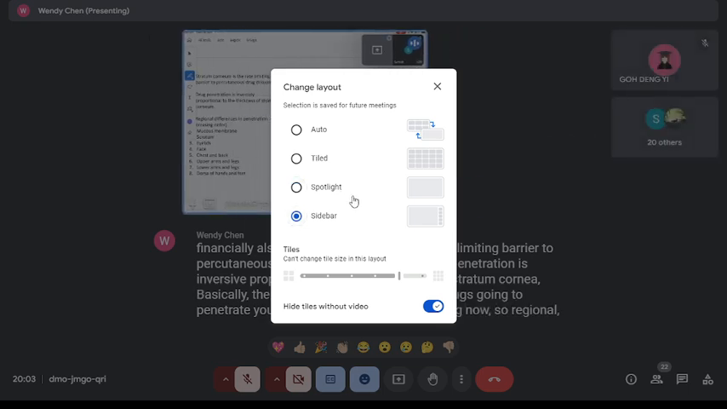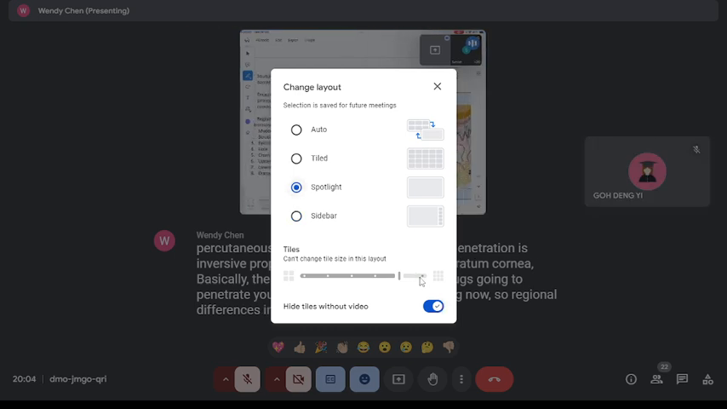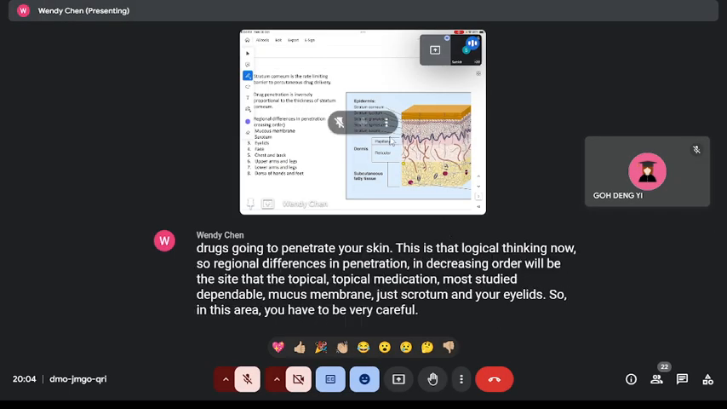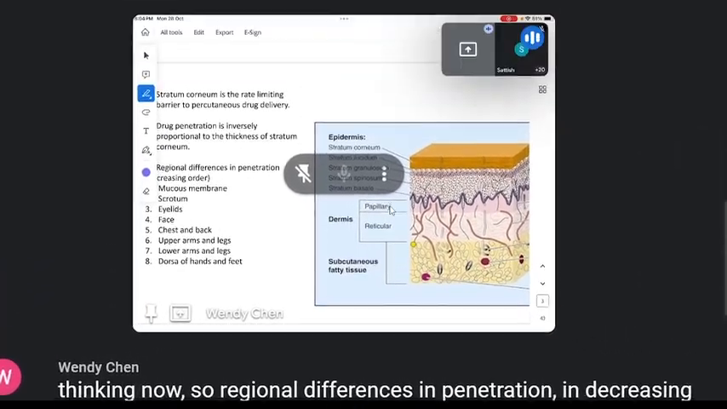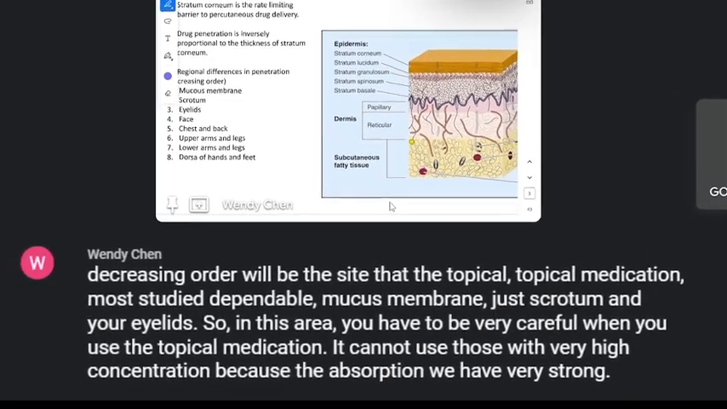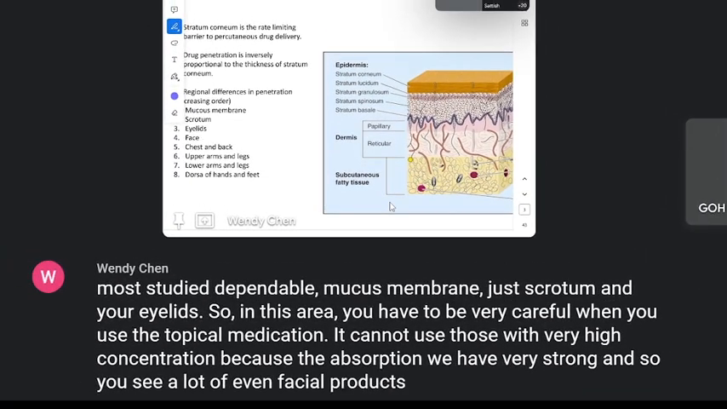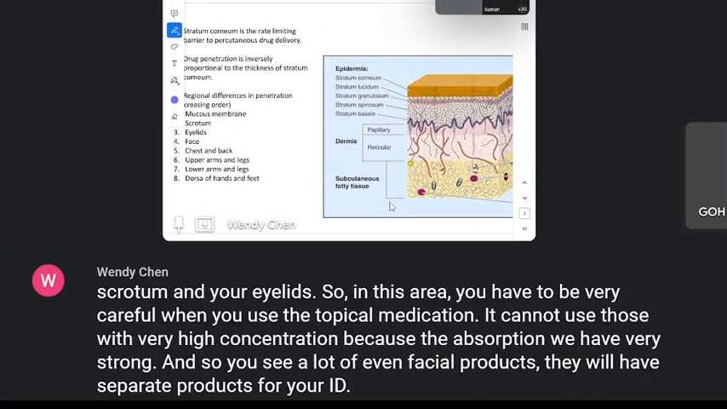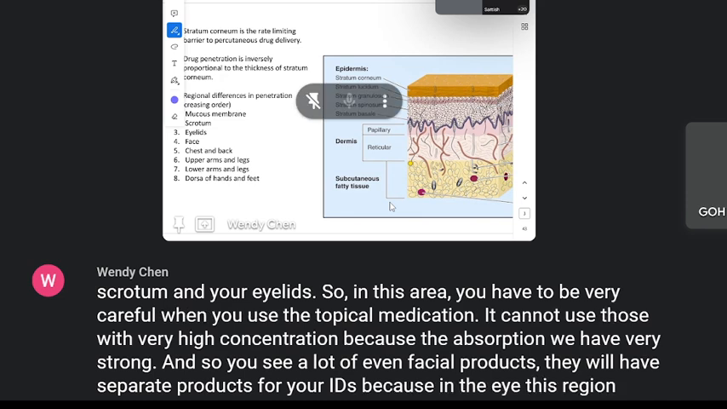So regional differences in penetration, in decreasing order, the sites where the topical medication is most likely to penetrate will be the mucous membrane, your scrotum, and your eyelids. So in these areas, you have to be very careful when you use topical medication. You cannot use those with very high concentration because the absorption will be very, very strong. That's why you see a lot of facial products having separate products for your eyelids, because in the eyelid region, the absorption is very strong.